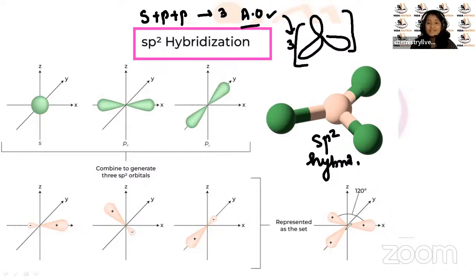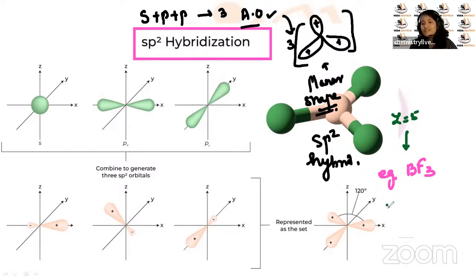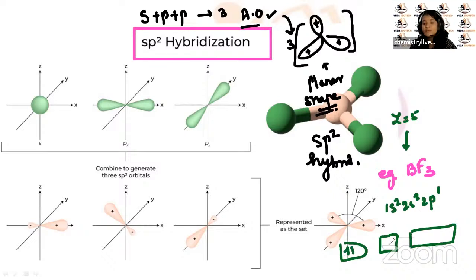As you all can see here, this is what we are going to get. This is known as planar shape. This is which shape, children? This is planar shape. If I tell you of an example, we can take BF3. Boron is having atomic number 5, Z equals to 5. So if I write 1s2, 2s2, 2p1. So this is s, this is p, this is 1s, there will be 2 electrons here.